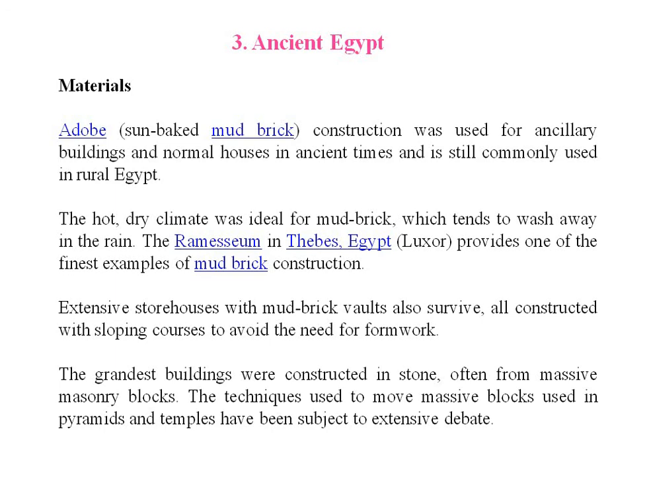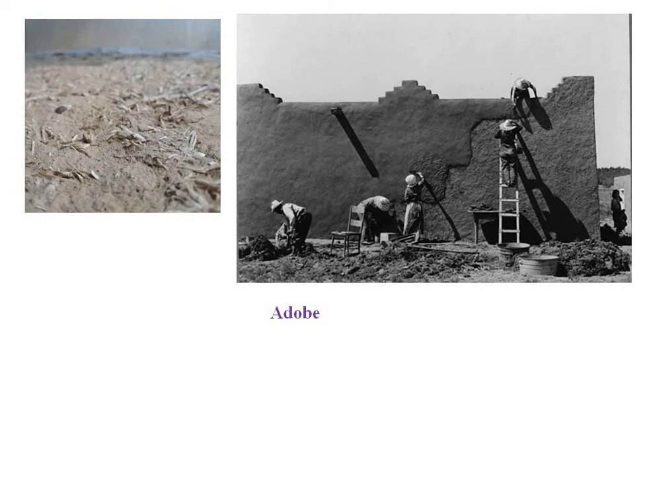The grandest buildings were constructed in stone, often from massive masonry blocks. The techniques used to move the massive blocks used in pyramids and temples have been subject to extensive debate. This was the mud which was available in Egypt. This is the adobe type of mud which was used to build the walls.